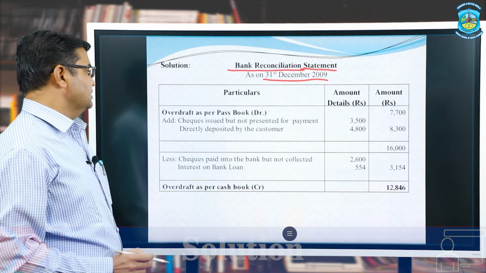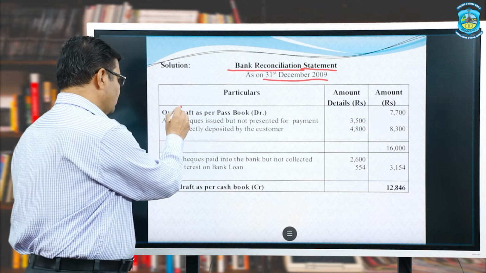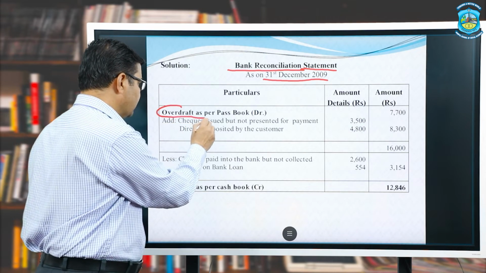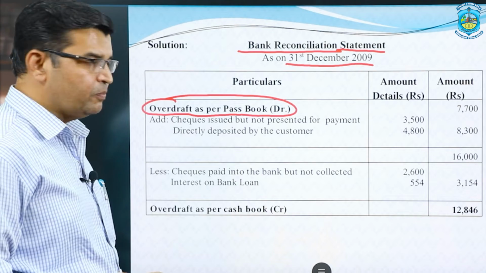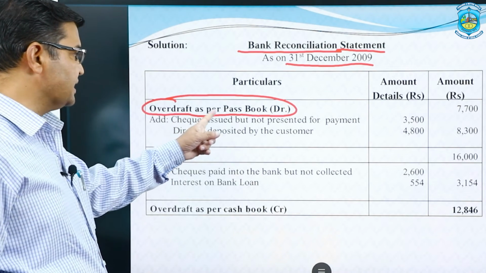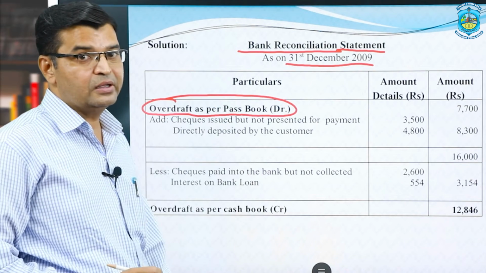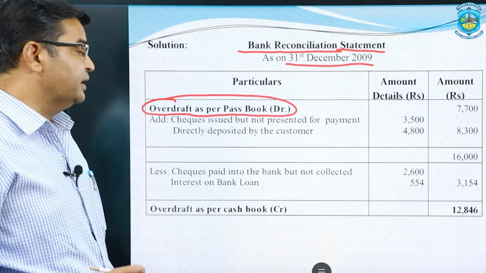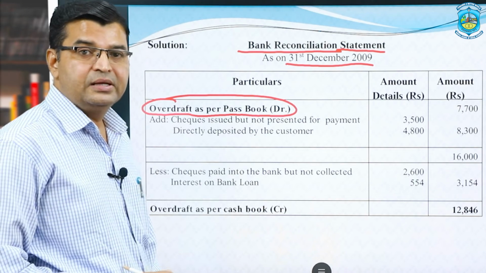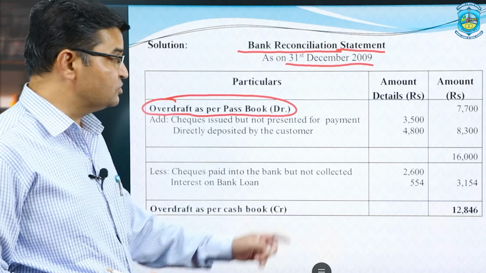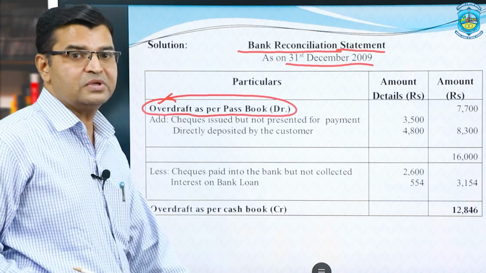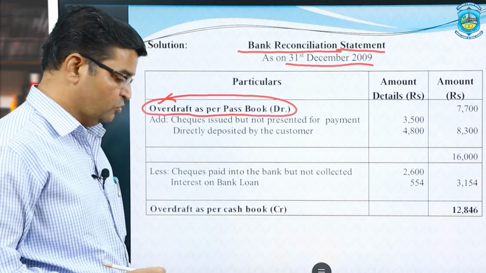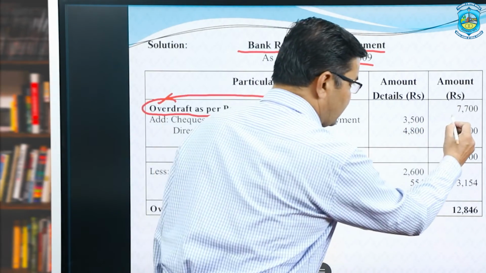Under this, first of all, please all of you try to understand the meaning of this line. It has already been written over here at the top: overdraft as per passbook, that is debit. Passbook, it is not positive balance. It is negative balance because it is debit balance, and it is also called overdraft balance. So overdraft is given according to passbook, which is rupees 7,700.